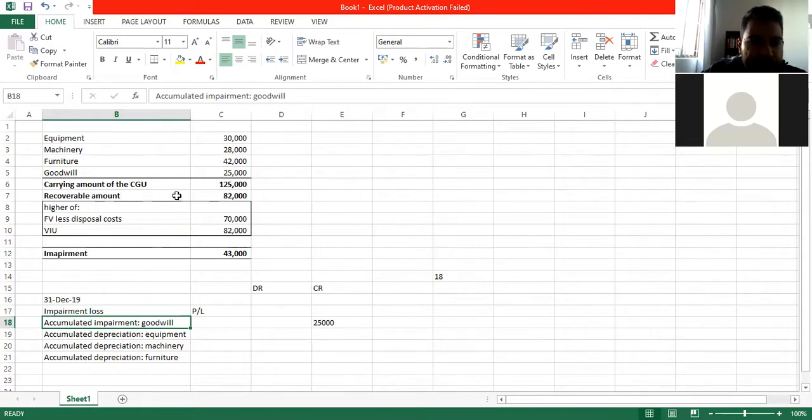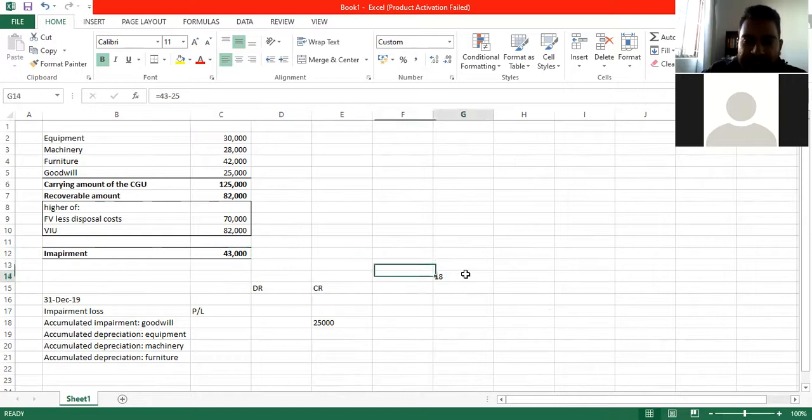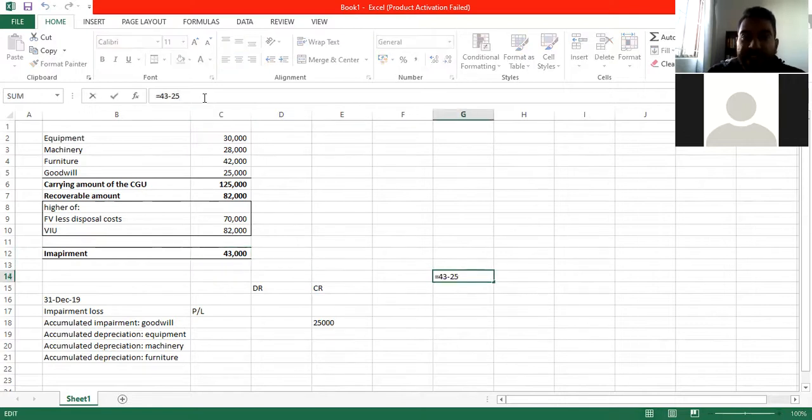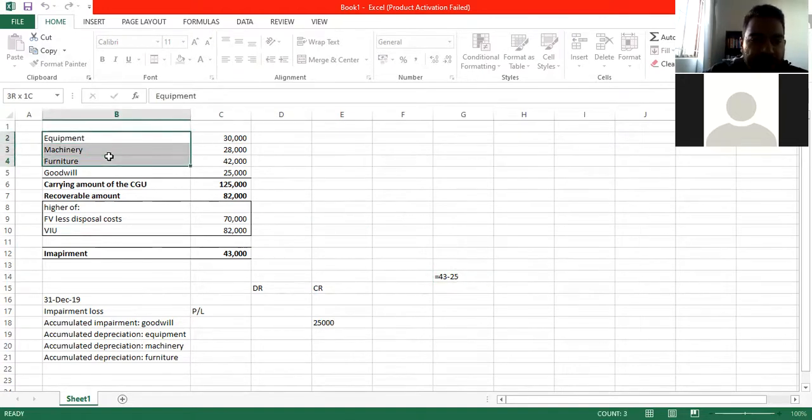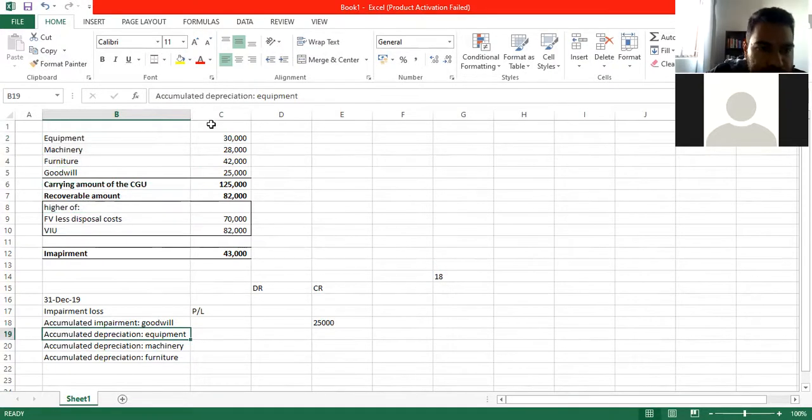Whereas in this scenario, there's more than goodwill. So the amount that is left over, as you can see, 18,000 is left over. We first wrote off against goodwill of 25,000. So what is left over of impairment? 18,000. That 18,000 will be split between these three assets. Does that make sense? Yes, yes, it does. Just shed some more light, Fires, on the goodwill impairment.